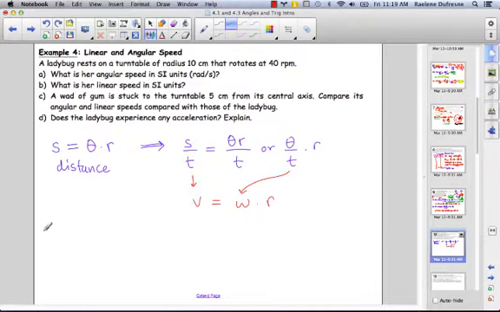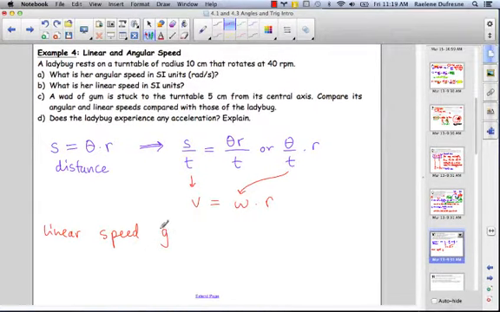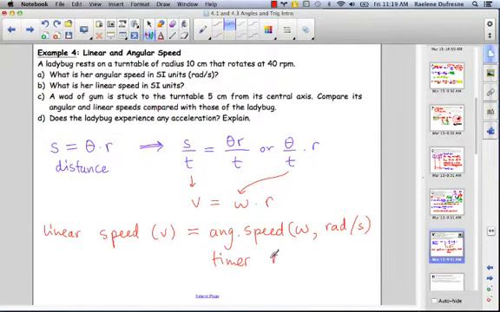So the linear speed v equals the angular speed omega, which has to be measured in radians per second for the SI units, times the radius. And the units of v and r are the same.